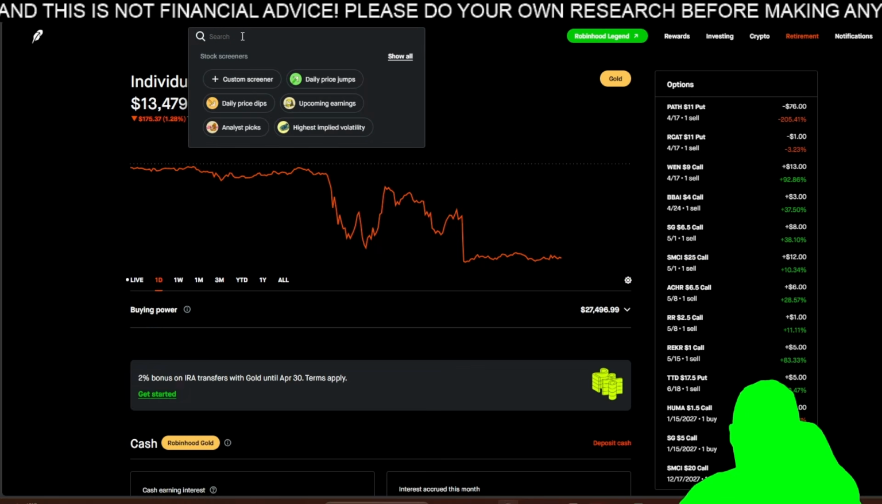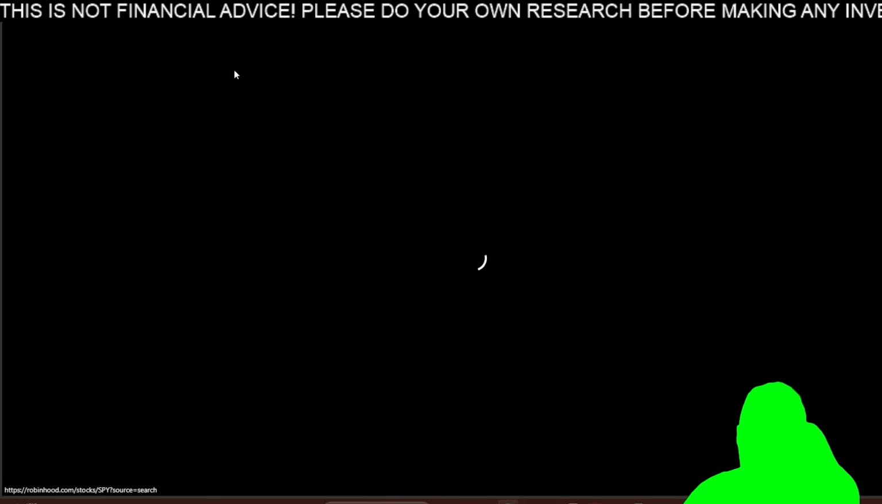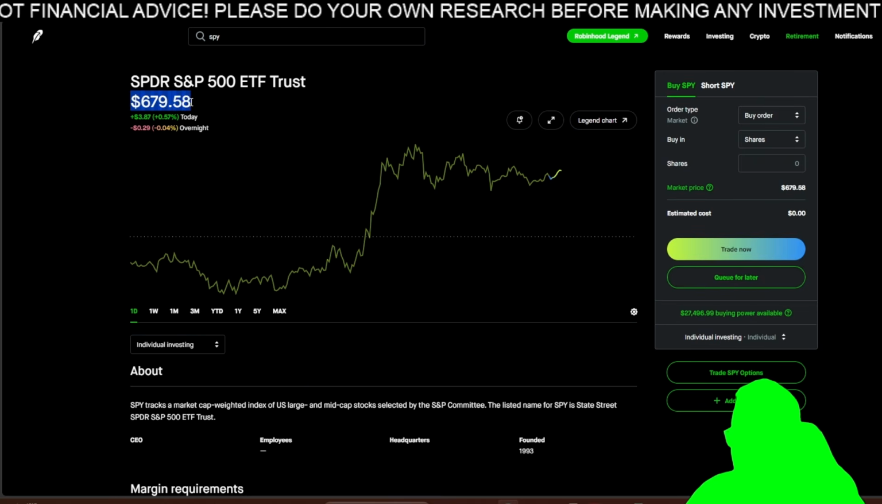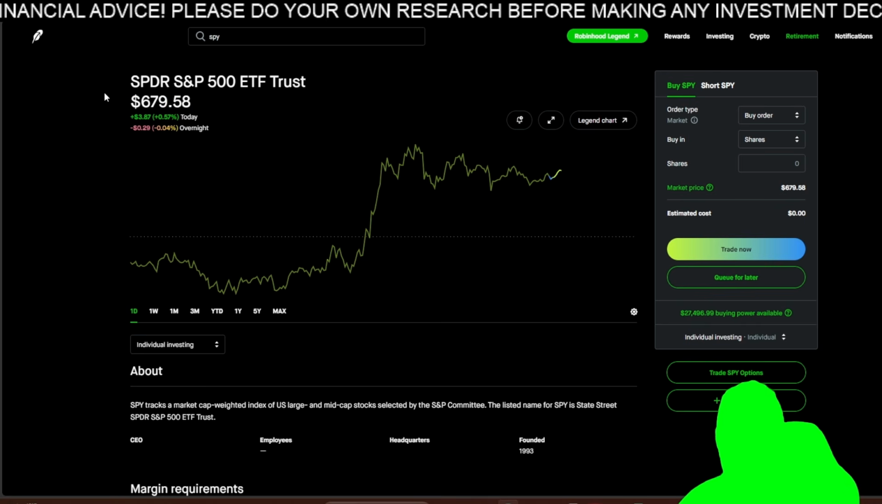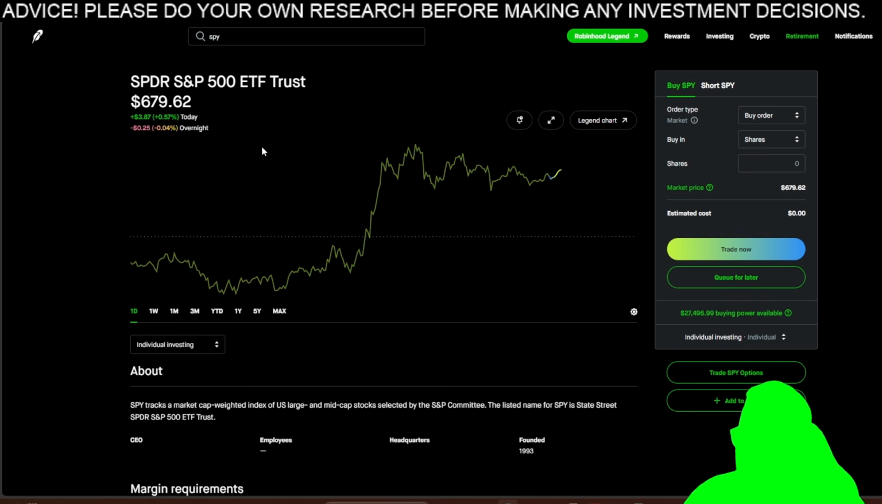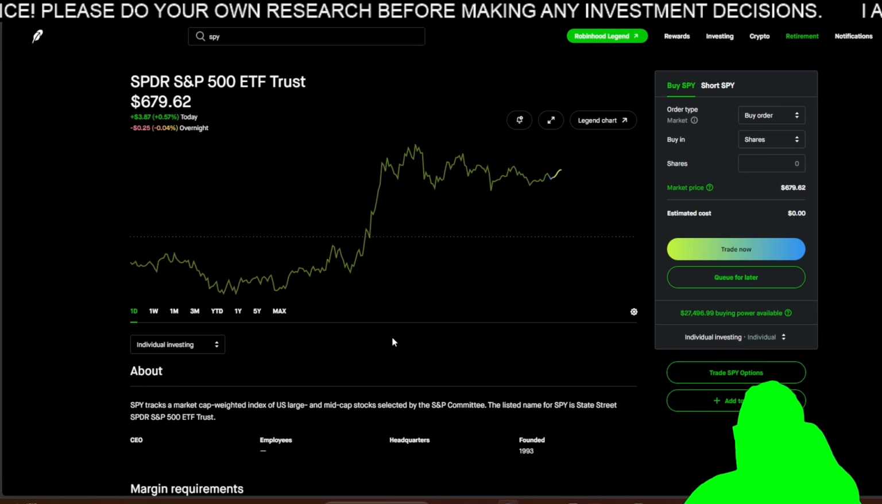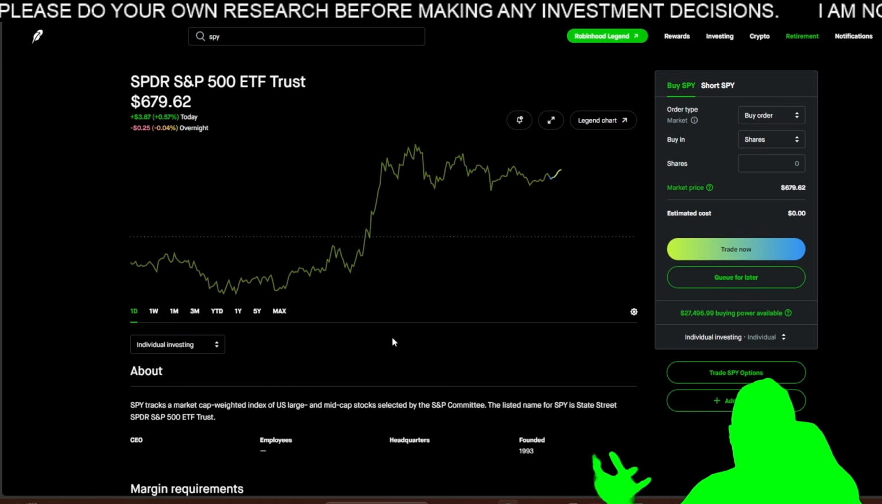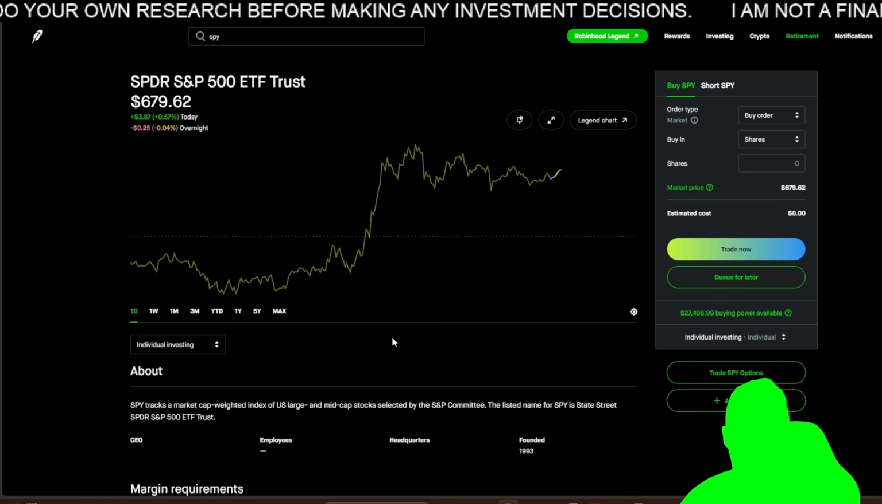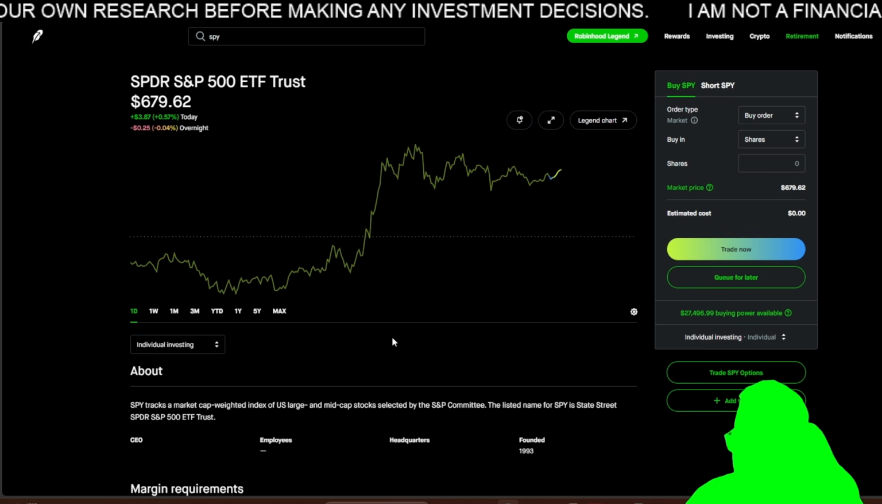So if you are looking at a ticker like SPY, which is the S&P 500, it is currently trading at almost $680 right now at the time of recording this. And the thing that you want to look at here is, if you want to buy 100 shares of SPY, that's going to cost you $68,000, which a lot of us, myself included, don't have that kind of buying power.